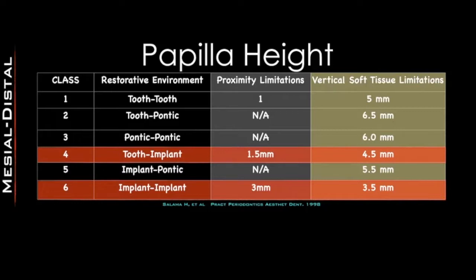In the scenario between a tooth and tooth, which is the natural scenario, you've got a proximity limitation of 1 millimeter. And the others, we don't have papers that are specific for those, but we know that between a tooth and a pontic is where you're going to have the most amount of height of the papilla. Between a pontic and a pontic is the next, and then between an implant and a pontic. So just keep those numbers in consideration and keep in mind that whenever you put an implant in place is where the scenario becomes more and more challenging.